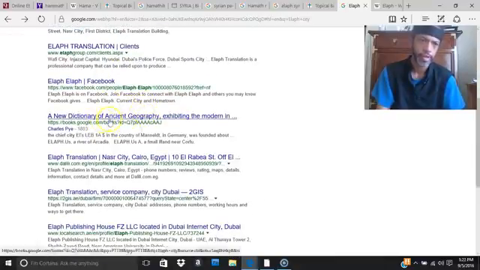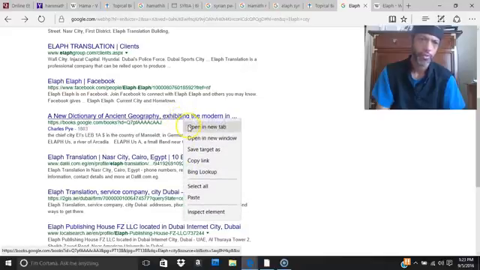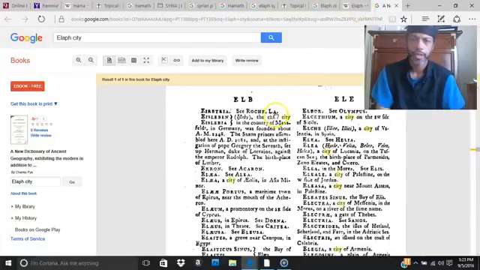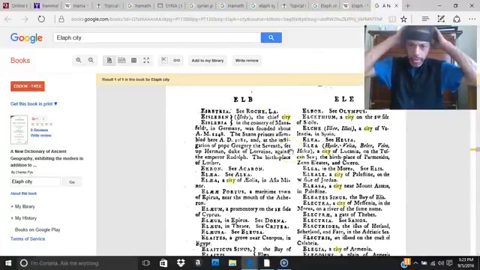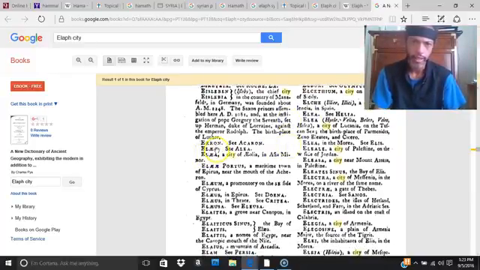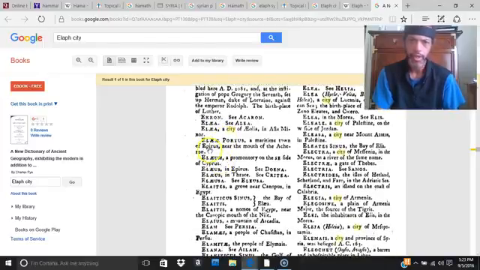A dictionary of ancient geography. See, why would we get ancient geography if we're looking up a different name? Now, it seems to be index EL, and we'll see if EPH comes up. Alaf, APH, EPH. Now, EL, AE, and it skips to U. Ypres, maritime town, and Archeon, Ypres, Thrace.